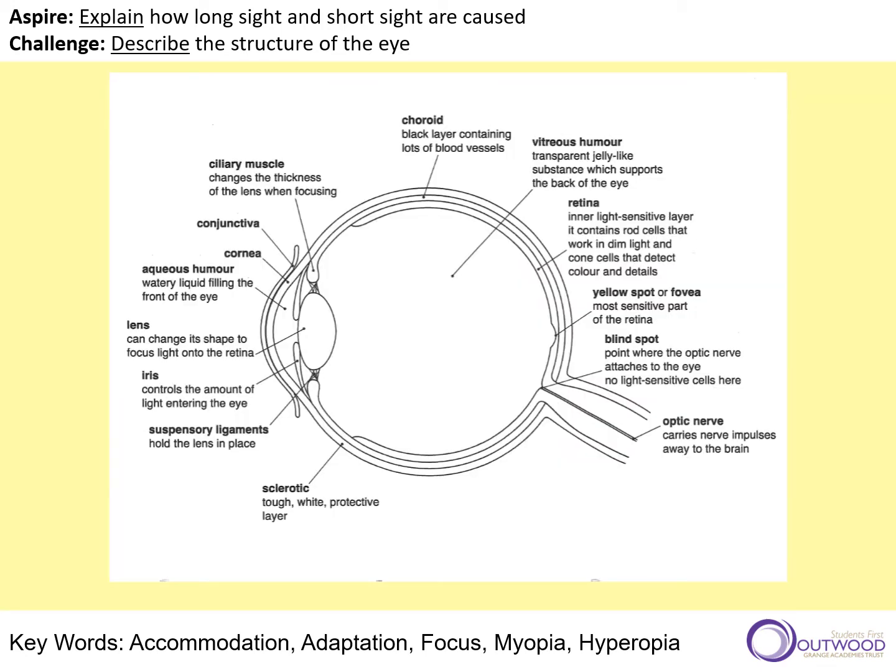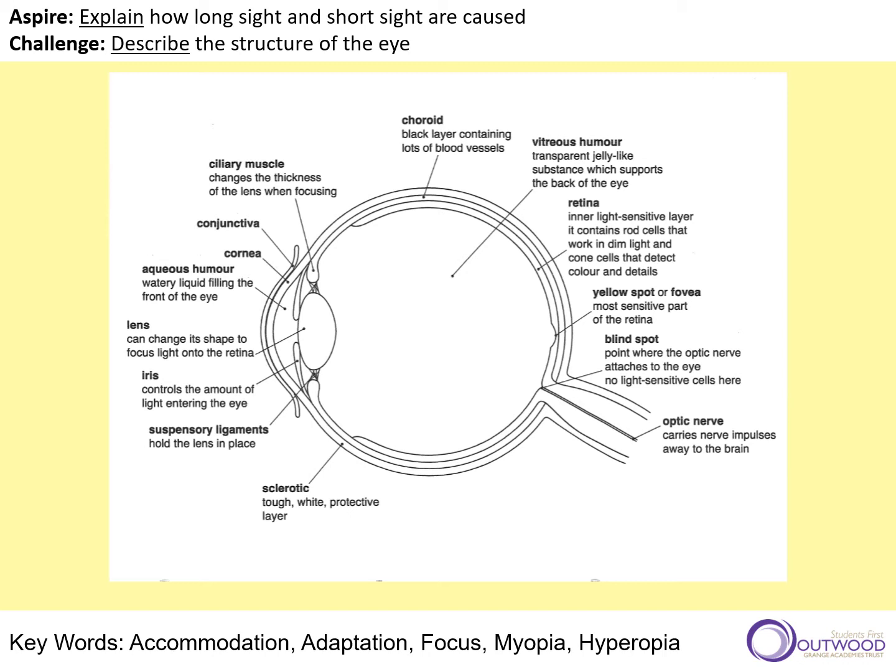Okay, so that video went through the structure of the eye and showed you various parts of it. Now, what we are going to do is we need to be able to label the eye. There's lots of labels on this diagram. We don't need to know all of them. However, sometimes it's good to be familiar with some of the terms that they use.